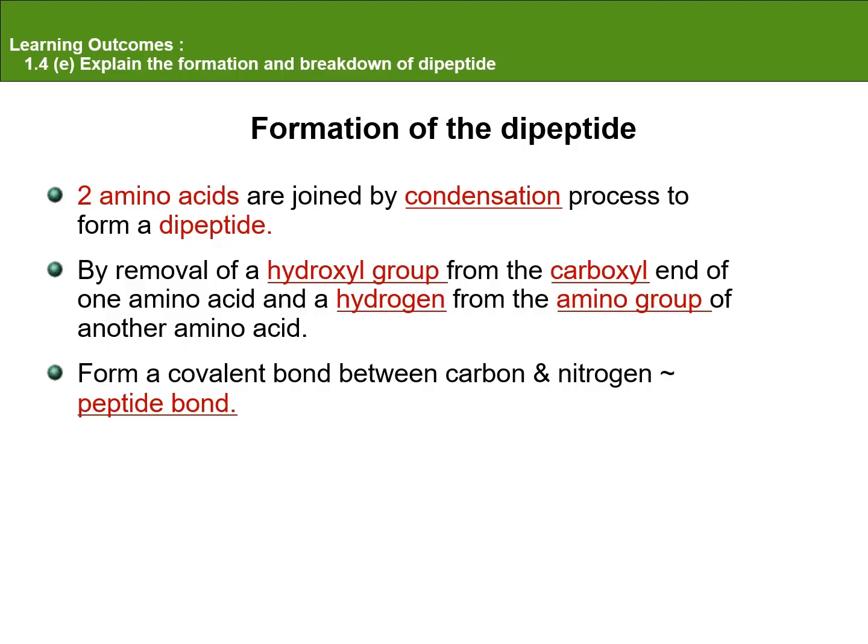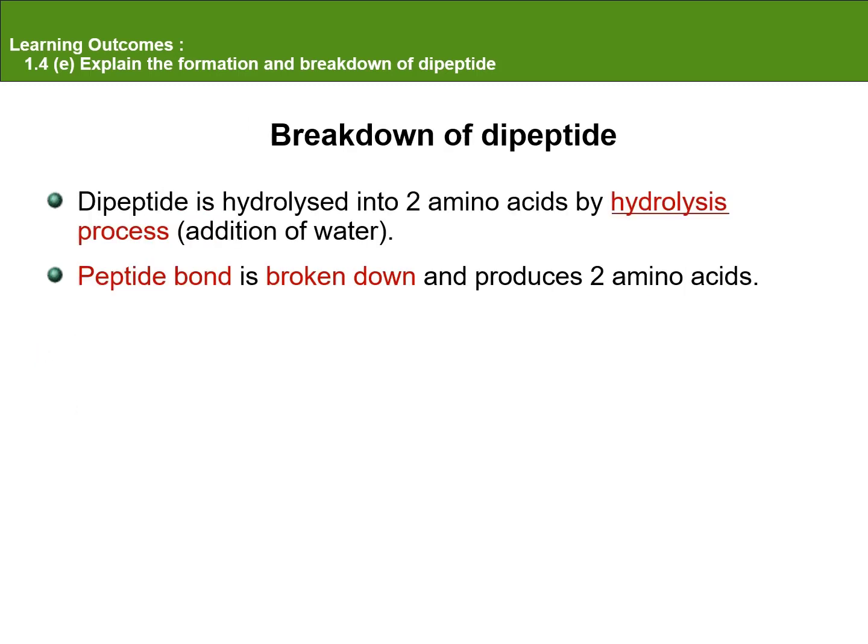Formation of the dipeptide. 2 amino acids are joined by a condensation process to form a dipeptide. In this process, a hydroxyl group from the carboxyl end of one amino acid and a hydrogen from the amino group of another amino acid are removed. A covalent bond is formed between carbon and nitrogen. It is also known as a peptide bond. A dipeptide is hydrolyzed into 2 amino acids by the hydrolysis process, meaning water is added in this process. As a result, the peptide bond is broken down and produces 2 amino acids.